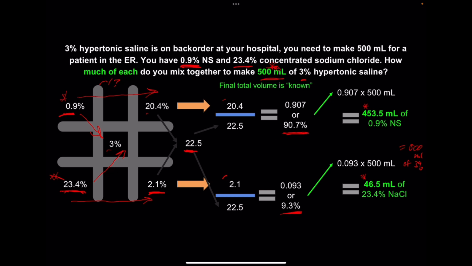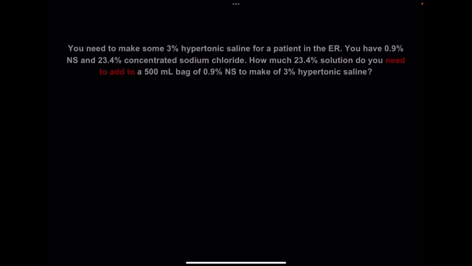If this is very confusing, go back and rewatch it. Now that you know what the final volumes are, go back, rewatch it, and see how we get there. But in this case, we're going to move on to our next question. Similar, you need that 3% hypertonic saline for a patient in the ER.